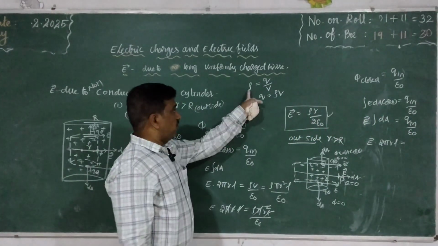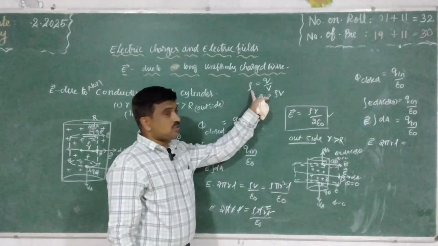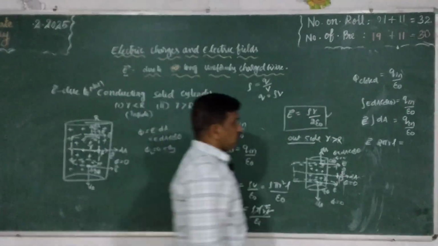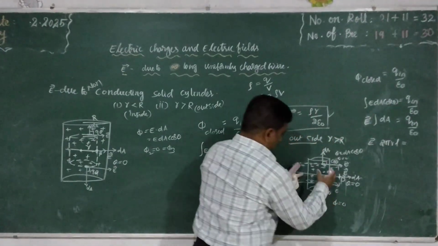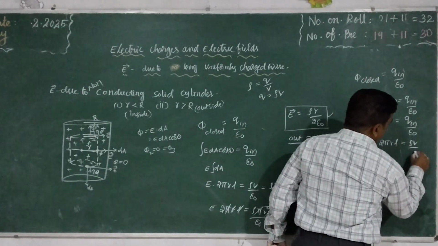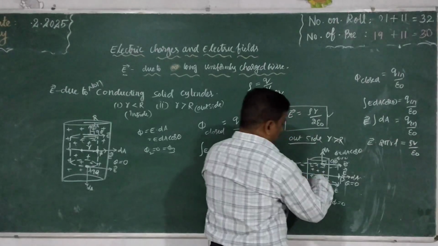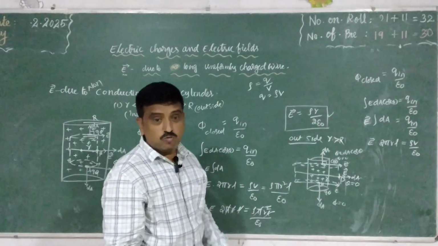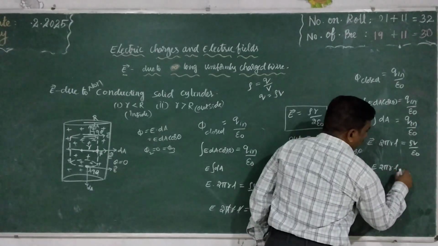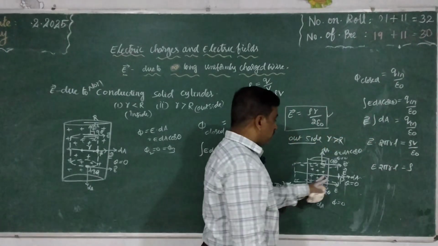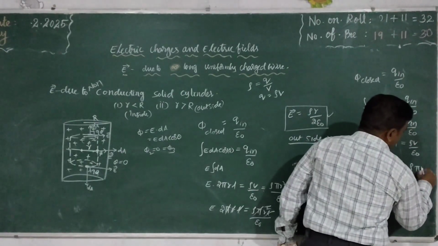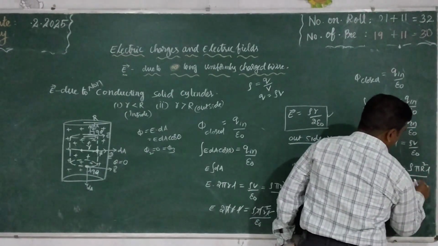Q inside means, volume charge density equals Q by V, so Q means rho V. So here, instead of Q inside, what is the charge there? That is rho V by epsilon naught. So V means what here? Volume of the cylinder. We can write here E 2 pi RL equal to rho times volume, with capital R, so pi capital R square L by epsilon naught.